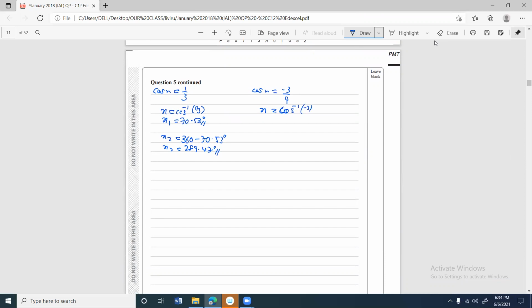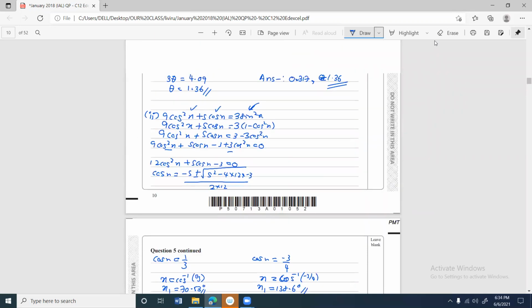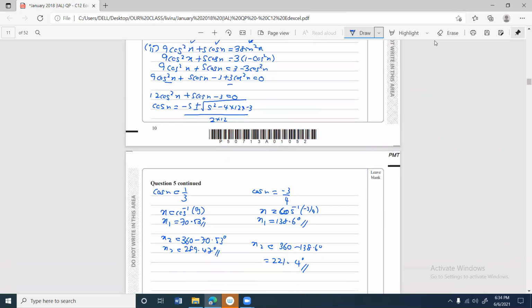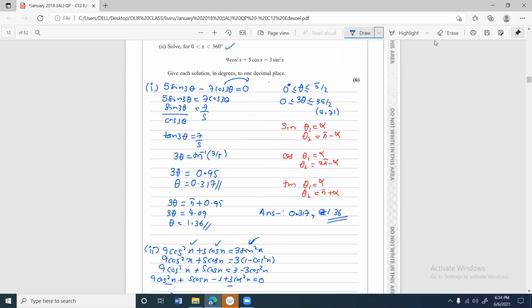From here, cos inverse minus 3 over 4 is 138.6. Then the second angle would be 360 minus 138.6, which turns out to be 221.4. That's the second answer. That's a way of getting the answer for this kind of question. It's the answer for the second question, and this is the answer for the first question.